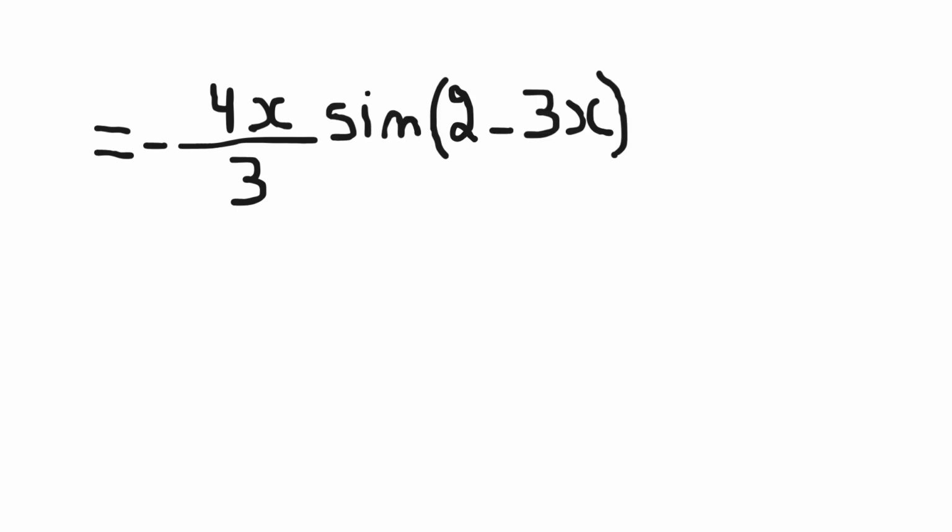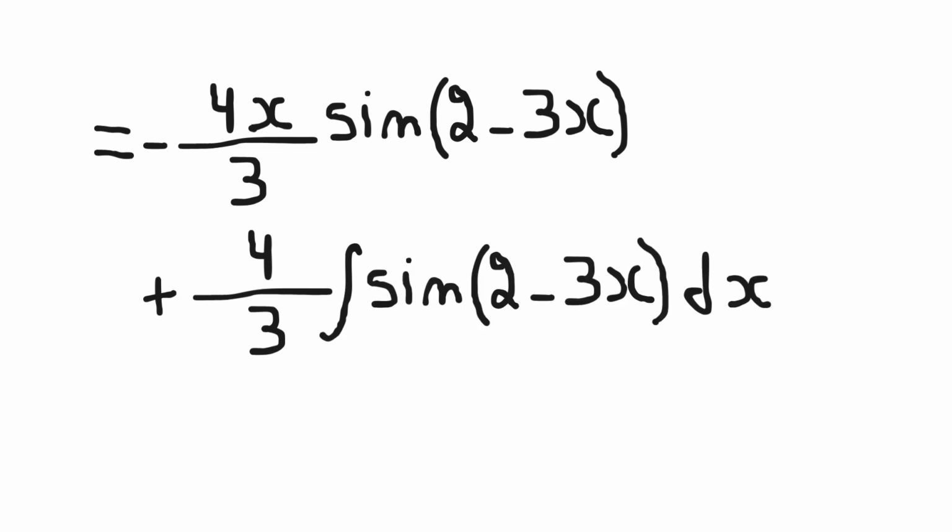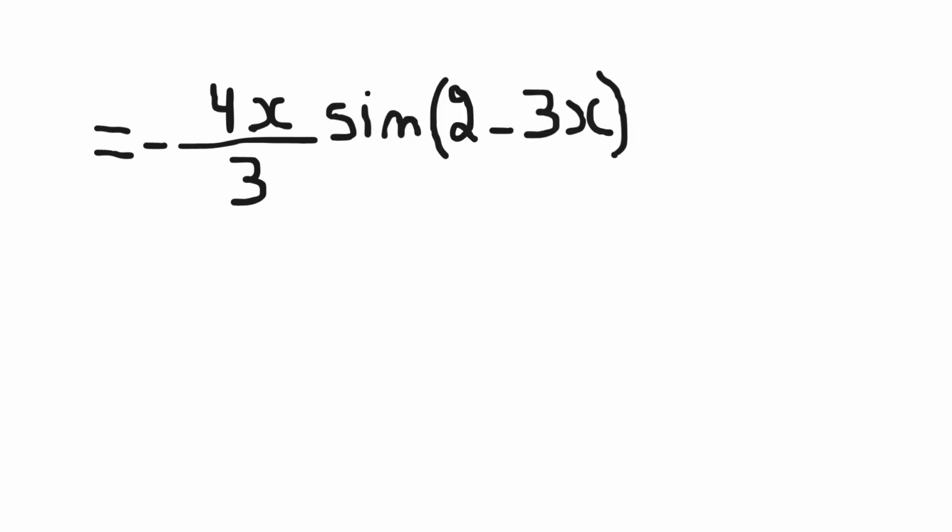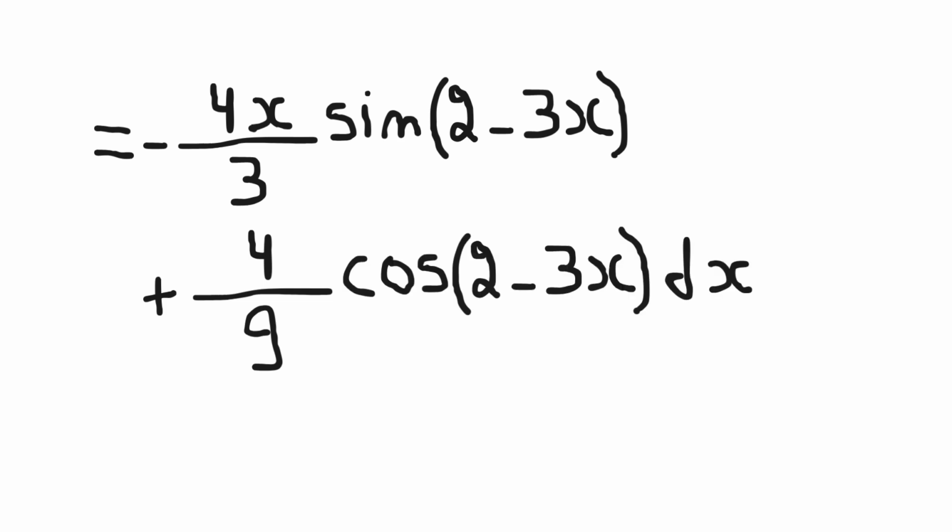Next, we solve the integral, so it will be minus 4x over 3 times sine of 2 minus 3x plus 4 over 3 times the integral of sine of 2 minus 3x dx. And the final result will be minus 4x over 3 times sine of 2 minus 3x plus 4 over 9 times cosine of 2 minus 3x.